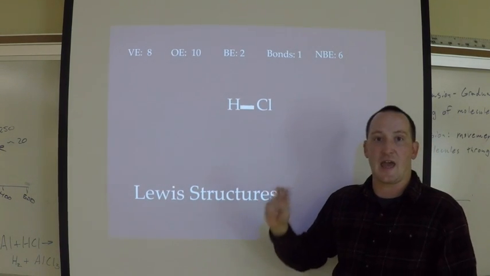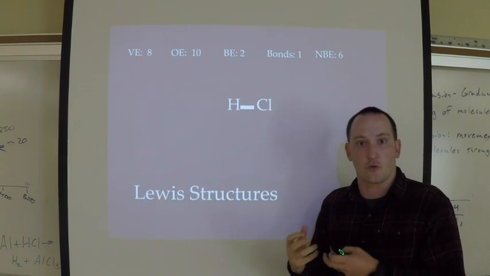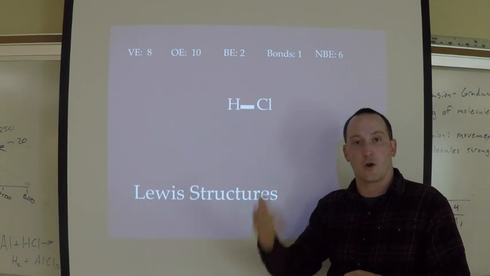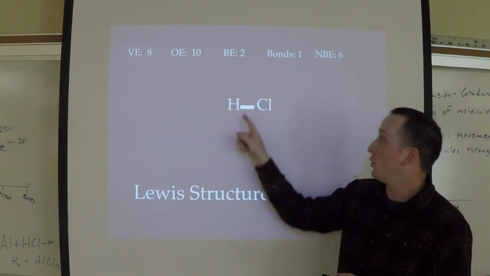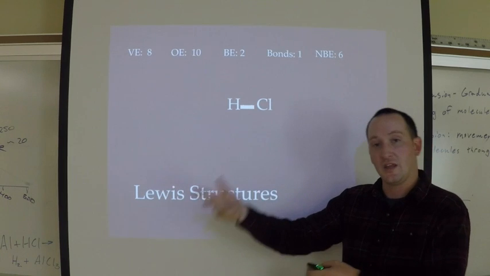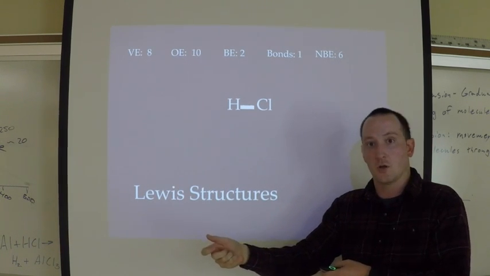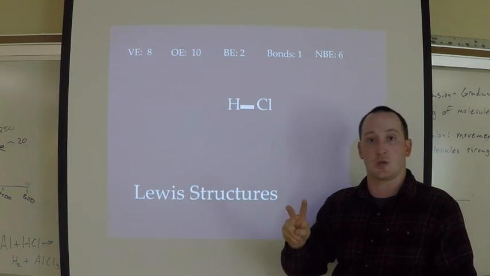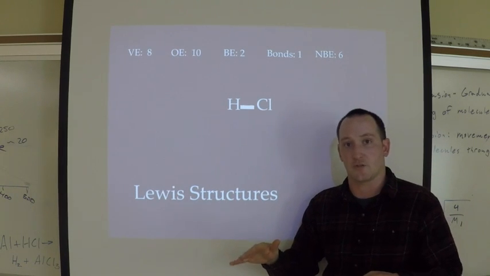Hydrogen feels like it has those 2 electrons because they're close by. Remember, the octet rule for hydrogen is that it only wants 2. Well, these 2 electrons in the bond, it feels like it has control over. So hydrogen already feels like it has 2 electrons, which means it doesn't need any more electrons.